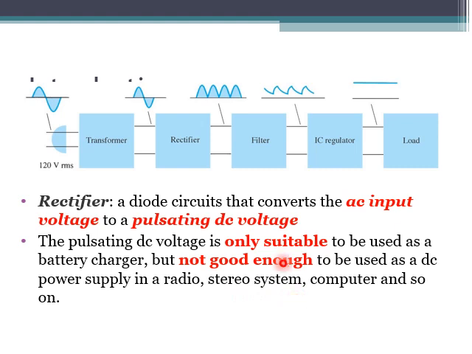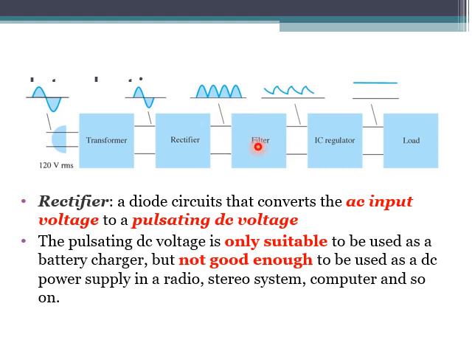So the input of the rectifier is a sinusoidal AC signal, and the output is a pulsating DC. What is the function of the rectifier? The rectifier will convert AC to DC, so that DC signal should be a pure one. Generally, if you want a pure thing, what will you do? You will filter it out, is it not? So that is what we are going to see.